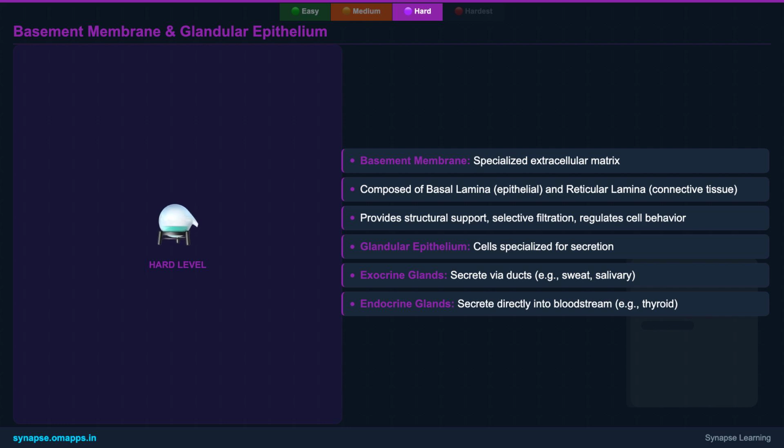This membrane isn't just a passive support, it acts as a selective filter, influencing cell behavior, growth, and differentiation. Furthermore, some epithelial cells specialize in secretion, forming glandular epithelium. These glands can be exocrine, releasing substances through ducts like sweat glands, or endocrine, secreting hormones directly into the bloodstream without ducts, such as the thyroid.